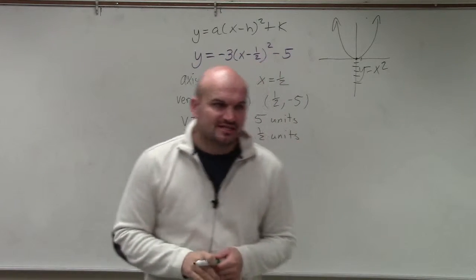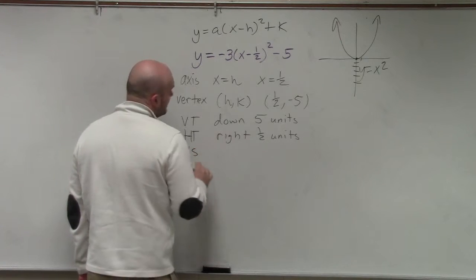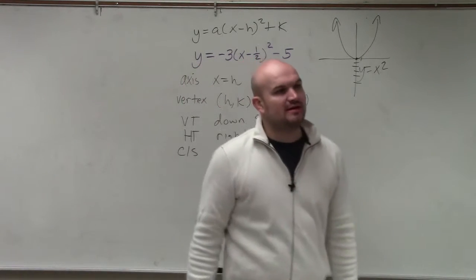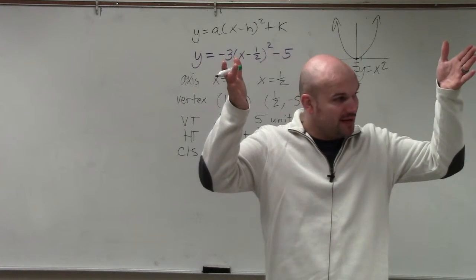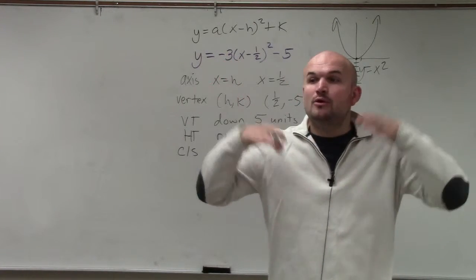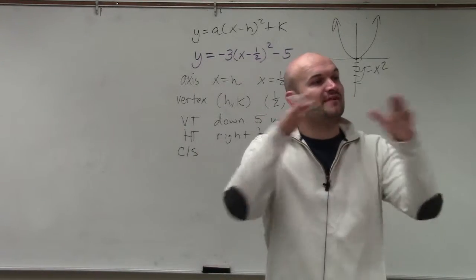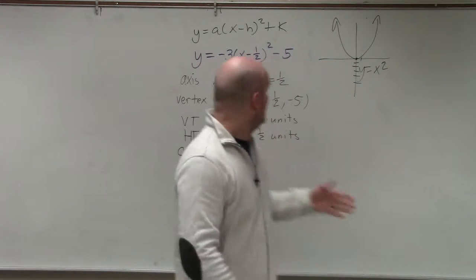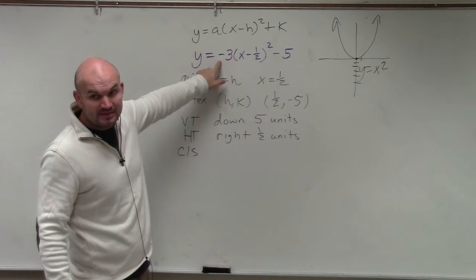The next thing was the C/S, which is compression or stretching. If you remember, there were some notes in here. A was very important because A told us if it was positive, the graph opened up. When it was negative, that said there was a reflection about the x-axis, and therefore the graph now opened down. So you can see here, we do have a reflection. The graph is now going to open down.